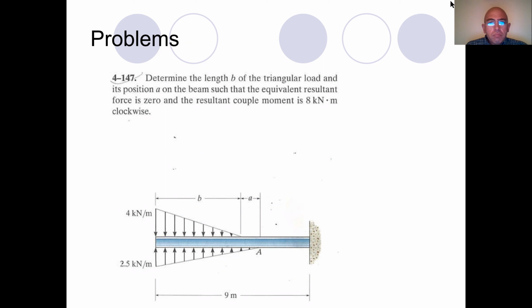Okay, so our problem is for 147. Now let's read the question first. Determine the length B of the triangular load and its position A on the beam such that the equivalent resultant force is 0 and the resultant couple moment is 8 kilonewtons meter clockwise.